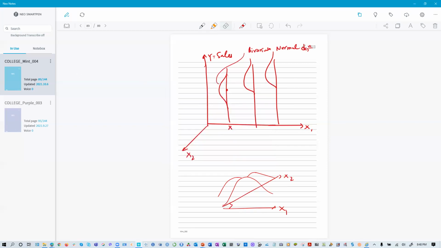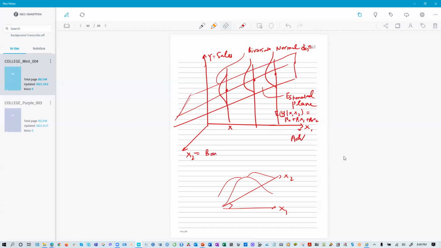But I'm trying to say that you are trying to get the expected value and draw the plane going through that. That's what we were doing, the estimated plane. That's the plane equation we give by E(Y given x1 and x2) equals beta naught plus beta 1 x1 plus beta 2 x2. x1 and x2 are bonus and advertising, and this is sales. So this is the expected value, the expectation going through that middle part.